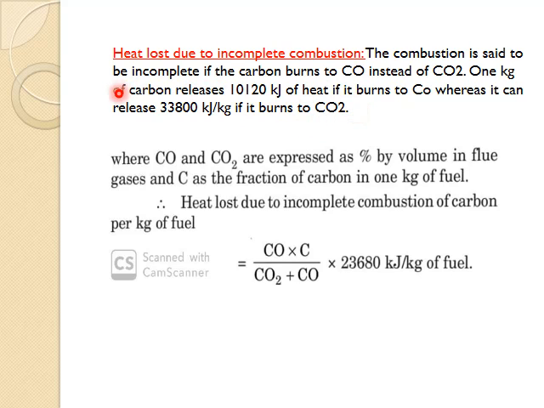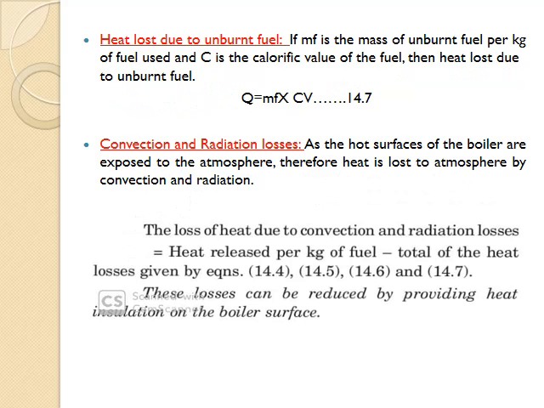If all the carbon content in the fuel is completely converted into carbon dioxide, then the heat release will be more. Because of incomplete combustion, the heat release will be less, because some of the carbon will be converted into carbon monoxide instead of carbon dioxide. This heat lost due to incomplete combustion of carbon per kg of fuel can be calculated using the following formula.